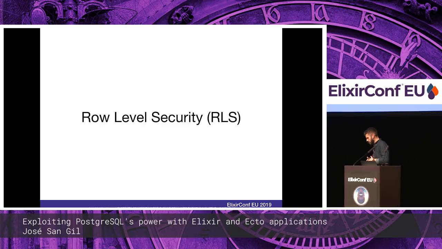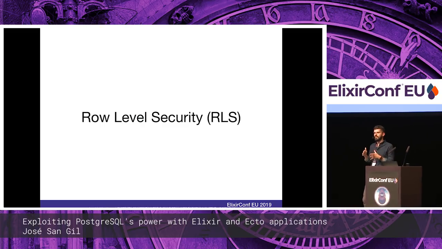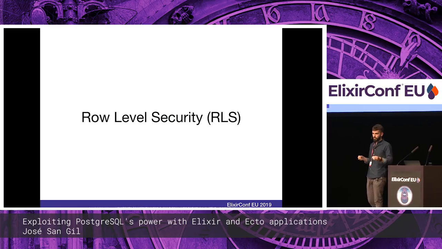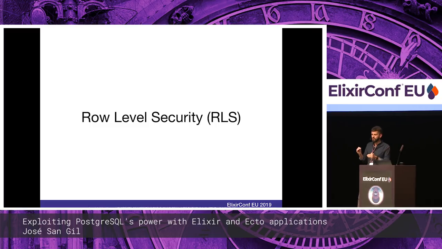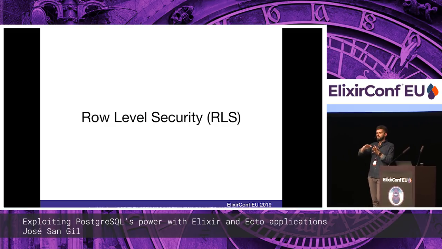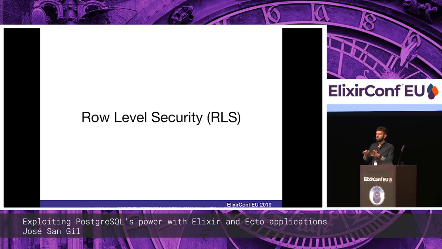Row-level security is a functionality that was included in Postgres 9.5. Basically, it's about creating restrictions over the tables, as privileges do. But instead of the whole table, you are creating restrictions over specific rows on the table. So you are telling the database to restrict the access to a specific set of rows given a condition that you define.